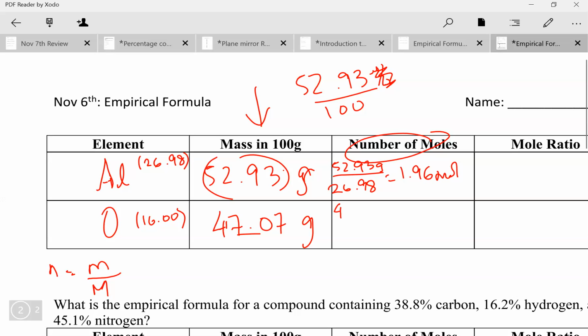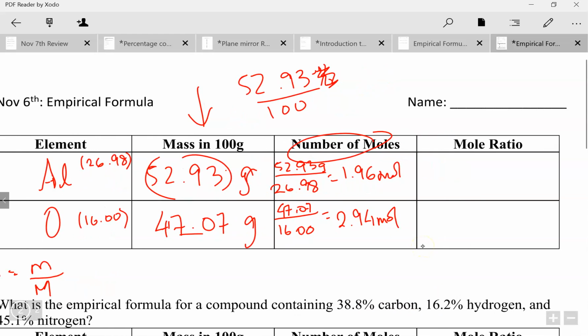The same way here, we're going to do mass 47.07 divided by molar mass 16.00, which is 2.94 moles. And then we have to find our mole ratio. Basically, we have our answer already. We can write Al 1.96 O 2.94, but this doesn't look very good because we have decimals in it. When they're this close to whole numbers, you can automatically round to Al2O3, but that's not always the case.